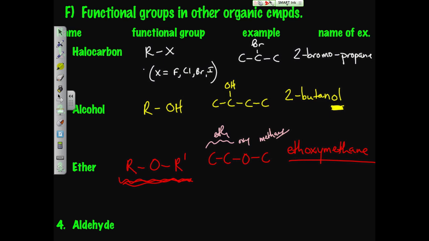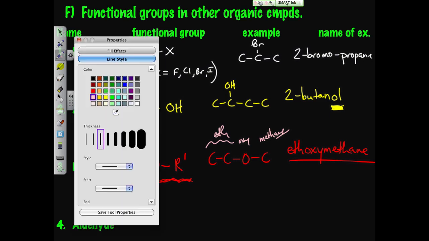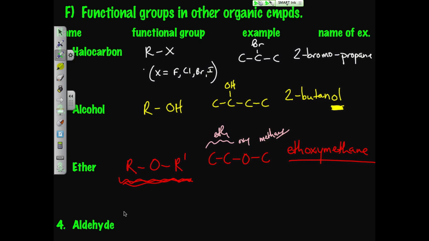An aldehyde, folks. An aldehyde is R with a carbon that has a double bond O and then an H at the end. So the double bonding O is always on the last carbon. This is an aldehyde. The double bonding O is always on the last carbon. So here's an example. 1, 2, 3. Notice that I have a double bonding O and an H at the end. The double bonding O is on the last carbon.